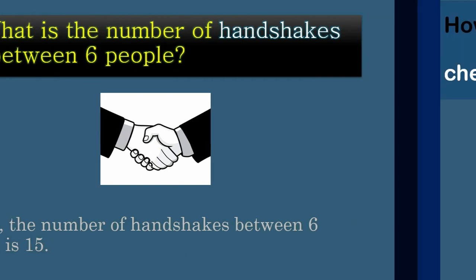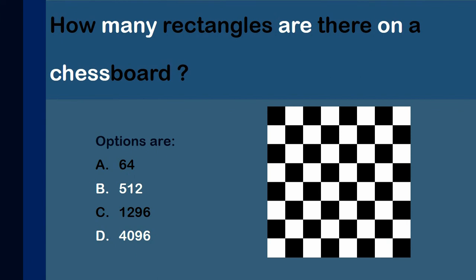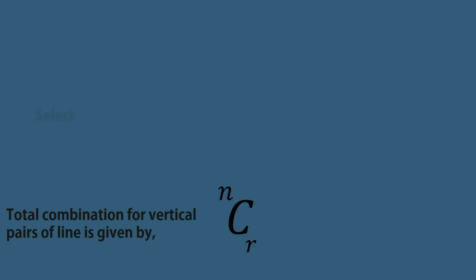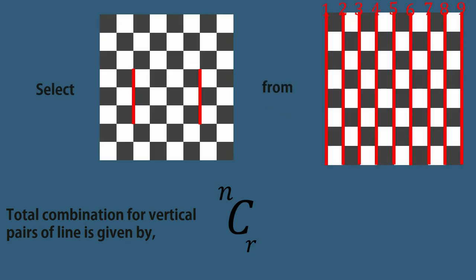Now let's use the combination method to find the number of rectangles on a chessboard. A rectangle contains 4 sides, so we need to draw 2 vertical lines and 2 horizontal lines. 2 vertical red lines can be selected from any of the 9 vertical lines of the chessboard. We need to select 2 vertical red lines from the 9 vertical lines shown here on the chessboard. The value of n is equal to 9, which represents the total number of the collection, and the value of R is equal to 2 since we are selecting 2 lines.